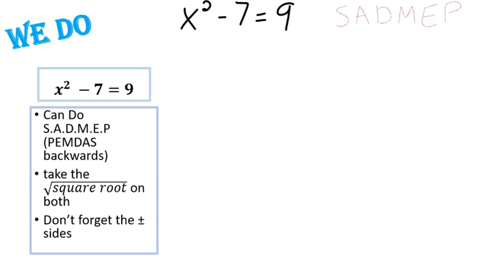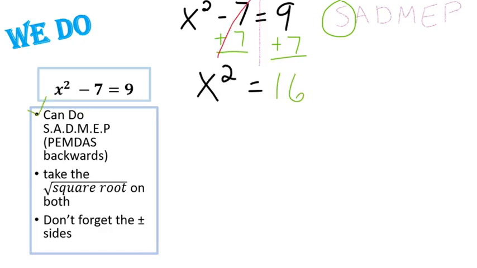So SADMAP, we got it. Let's check it out. You ask yourself, do I see any subtraction? I do see subtraction. So what is the opposite of subtraction? The opposite of subtraction is addition. So I would add 7 on both sides. Don't forget to draw your wall through the equal sign so that you can give yourself that visual of what's one side versus what's the other side. Now, after this step, you go ahead and cancel and combine. Those 7's cancel, and 9 plus 7 is 16. Bring down your x squared. So we've completed the first set of doing PEMDAS backwards, the SADMAP.